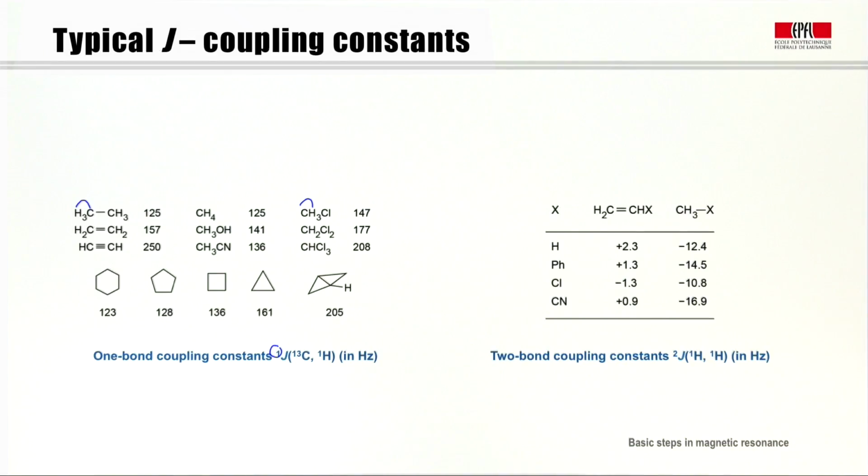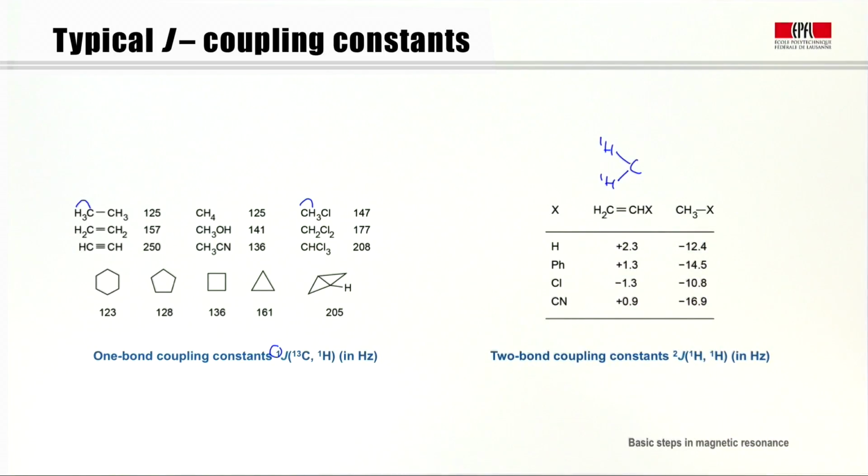Welcome back to part 3 of this chapter. So it's also interesting to look at two bond coupling constants. What we're talking about typically here is the coupling between a proton and another proton mediated by two bonds, attached, for example, to a common carbon.